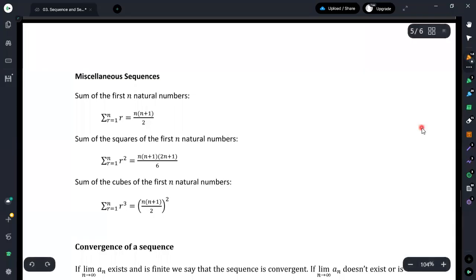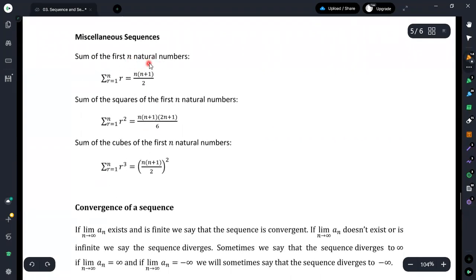Now we will move to the discussion of some miscellaneous sequences. If you are making the series from the first n natural numbers, then we can take the summation for that. If we take the natural number as r, then the summation where r goes from 1 to n is n times n plus 1 divided by 2.